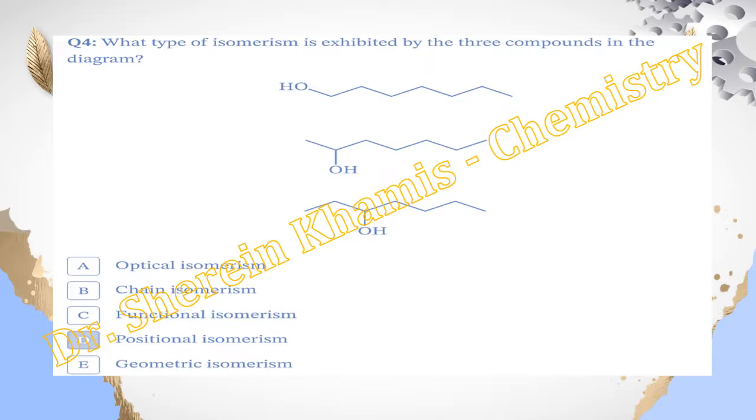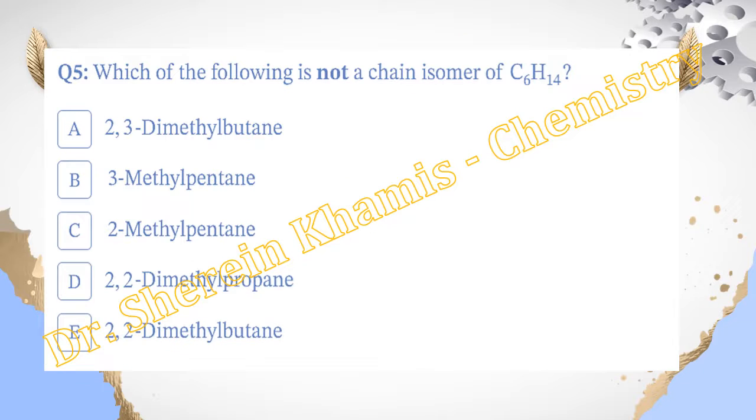So let's go to question 5. Question 5 says: which of the following is not a chain isomer? Not a chain isomer. I think it's maybe easy. We have C6H14.